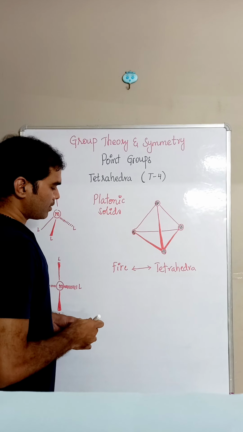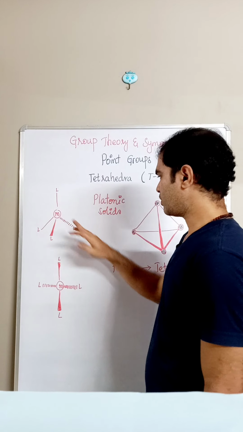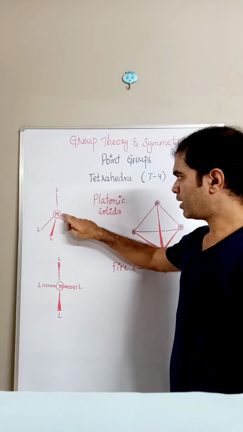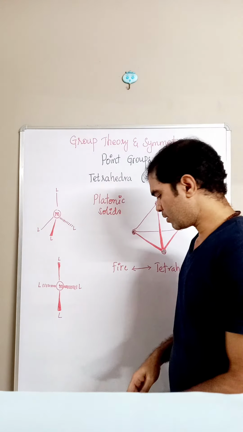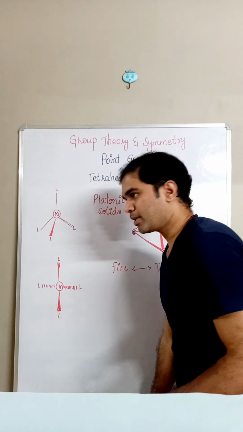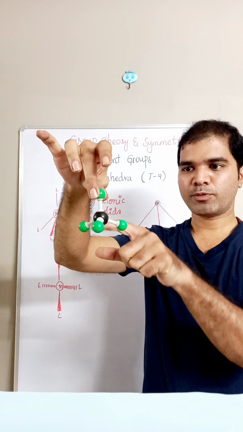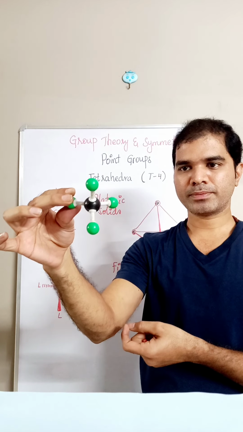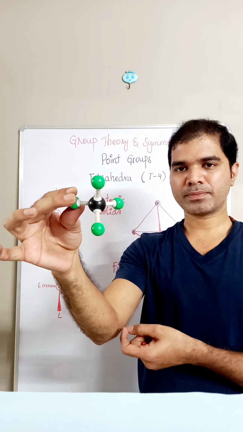In this tetrahedron, we are given 2 different illustrations, one as ML4, the other as a polyhedral structure. The metal is surrounded by the 4 ligands and I have drawn 2 different orientations of it for a better view. Here I am showing it. Metal and 4 ligands. This is a second view. First view and a second view.